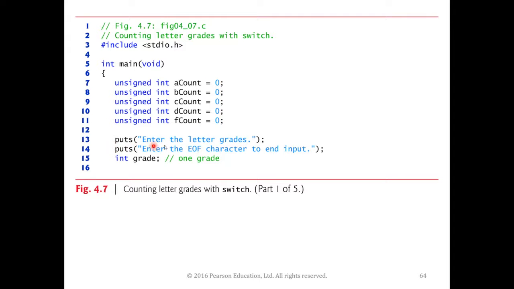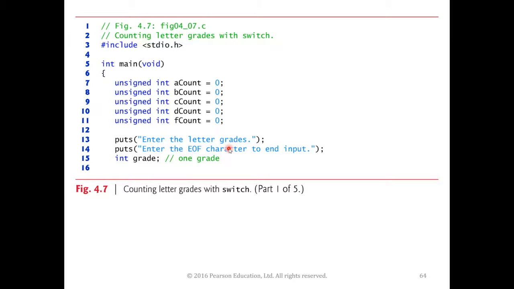Now, how does this work? It says enter letter grades, and then it says enter EOF. Now, what is EOF? EOF basically stands for end of file. Now, end of file character can be different for different operating systems. On Windows, end of file is generally represented using a control plus Z. So if you press control key and then you press the Z key, that generally corresponds to the end of file. So it corresponds to the EOF character.